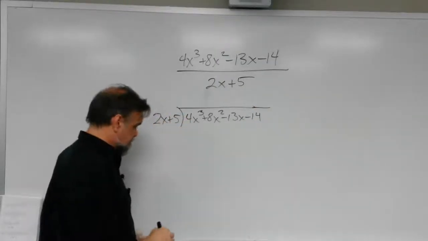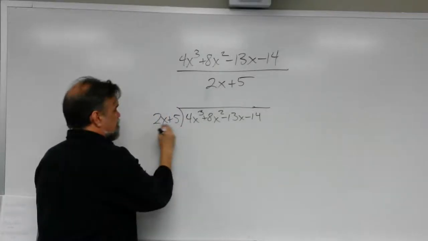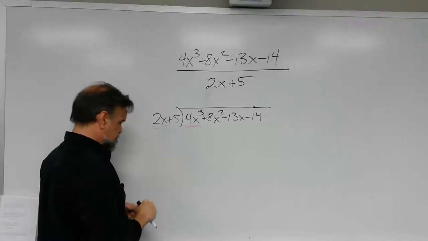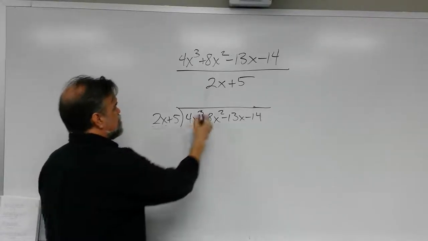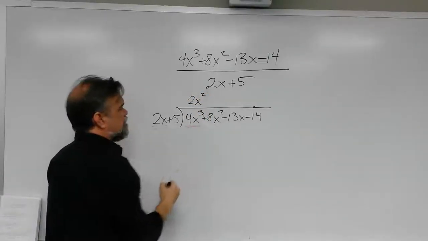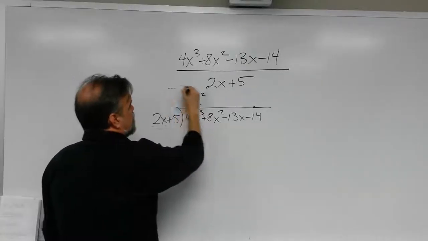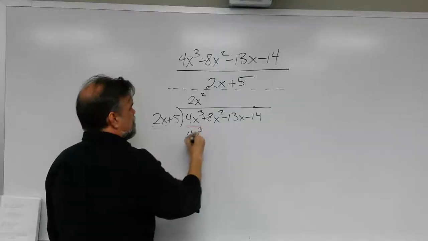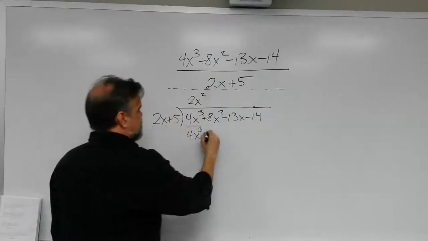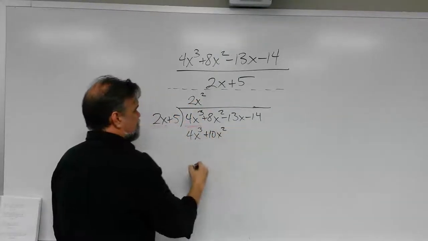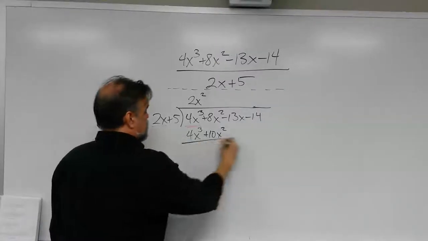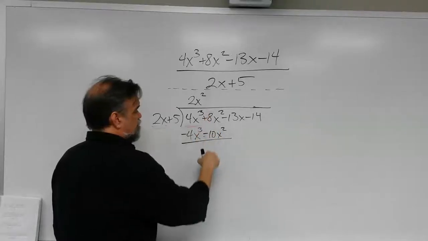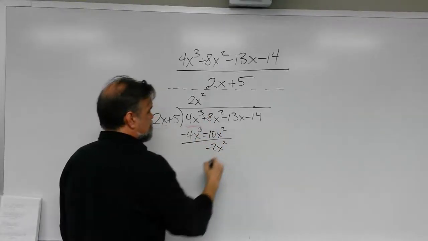And again, I ask the same questions. I focus on this term and this term. How many times will 2x go into 4x cubed? I believe that goes in 2x squared times. Because 2x squared times 2x is 4x cubed. And then 2x squared times 5 is 10x squared. Again, change the signs and add them up. That goes away, and we have negative 2x squared.